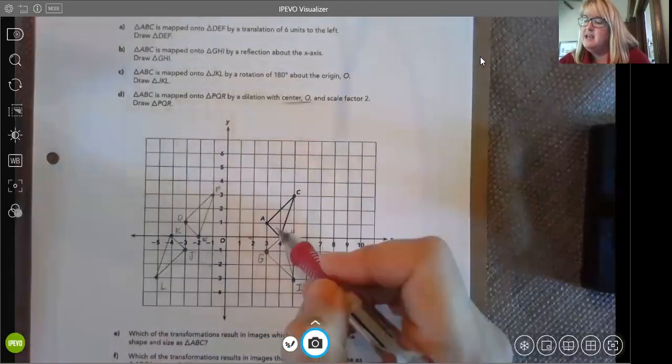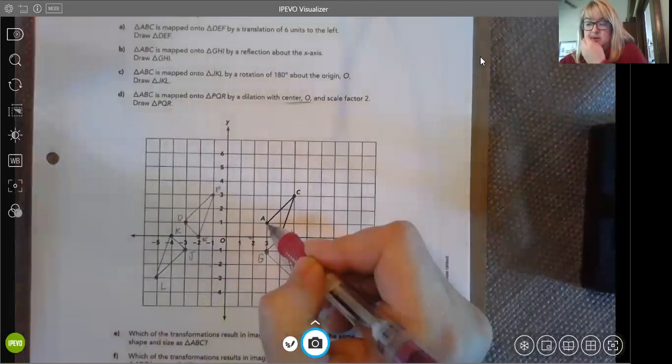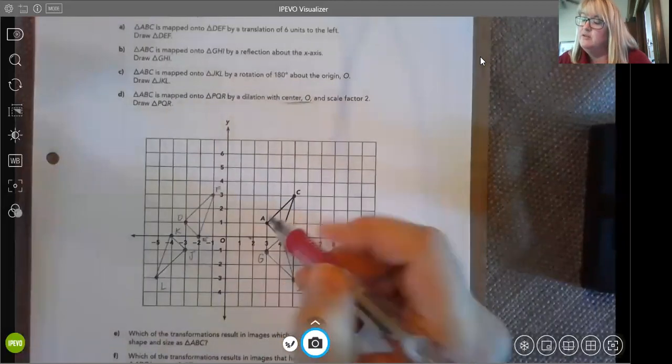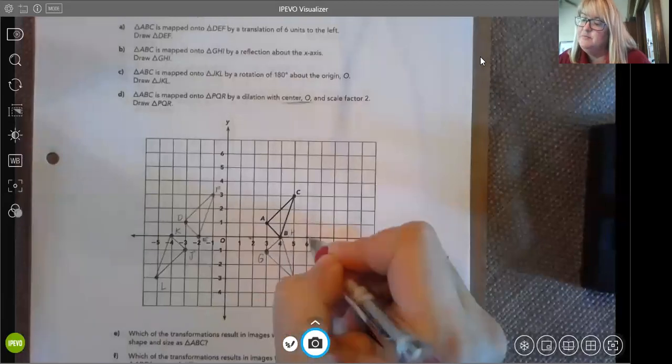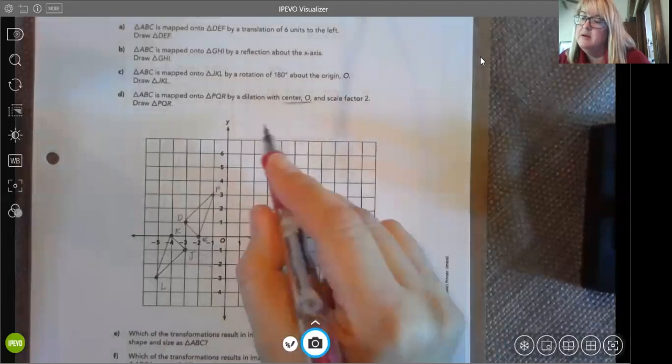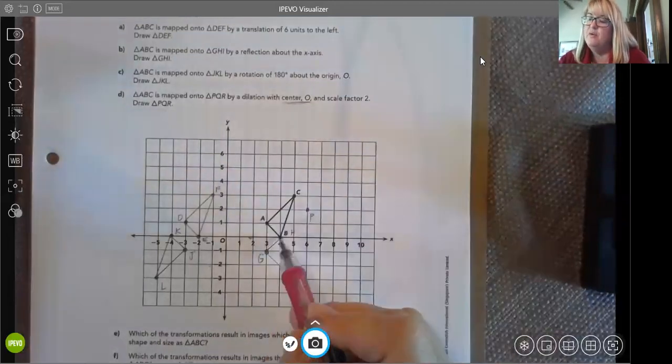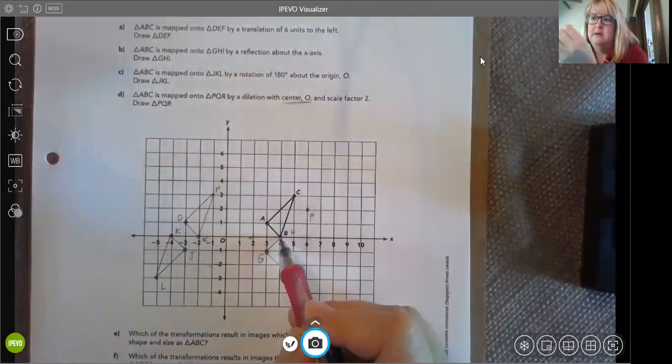And so A is 3, 1. And if I multiply 3 times 2 and 1 times 2, instead of 3, 1, I'm going to have 6, 2. So I'm going to go over 6 and up 2. And instead of A, we are going to call that P. All right, B is at 4 and 0. Now we're going to multiply both by our scale factor, which is 2.